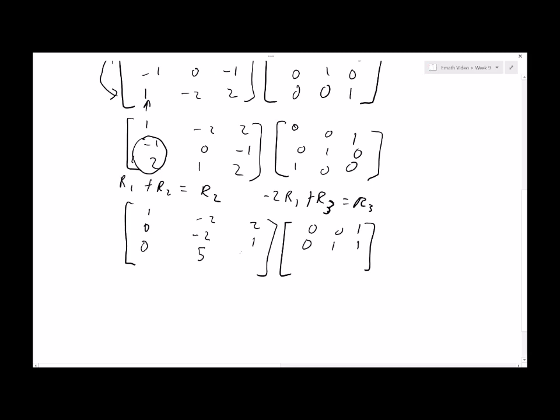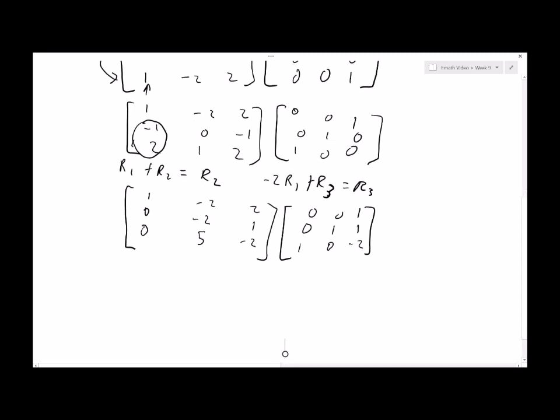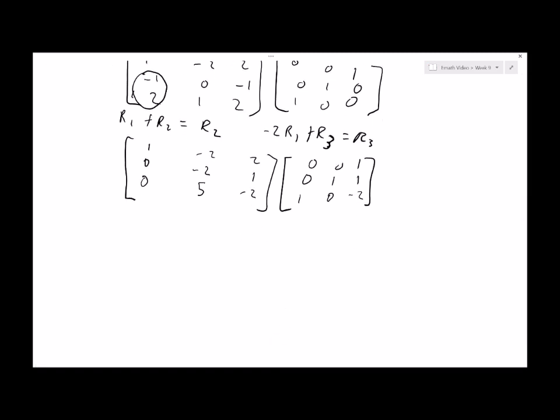And negative 4 plus 2 is negative 2. And then it's going to be 0 plus 1 is 1. 0 plus 0 is 0. And negative 2 plus 0 is negative 2. Alright, so now we have both of these zeros, check mark.